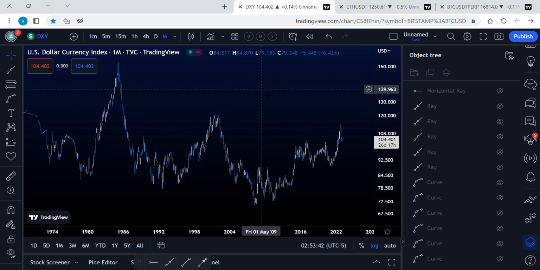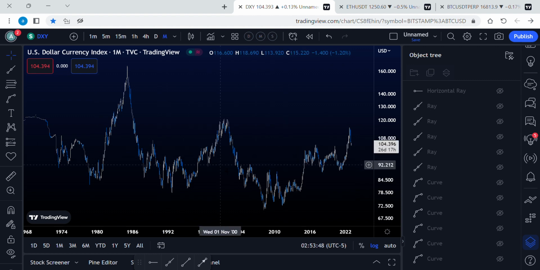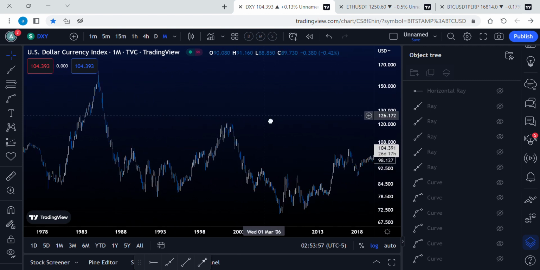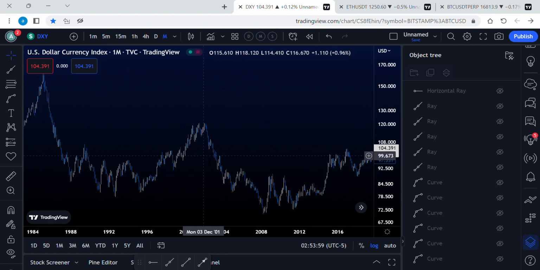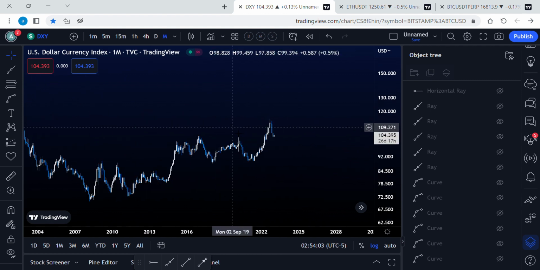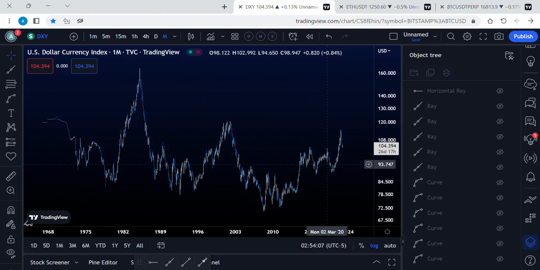Okay, so I want to do an analysis of the DXY, but this is just the first part because it's such a big coin. There are a lot of data points, so we can't do it in one session. Okay, let's start. I'll tell you what I do and what my process was.